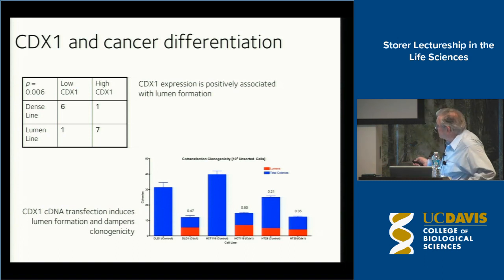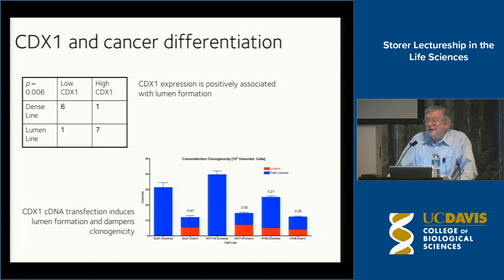And you also get a decrease in clonogenicity. The same is true for this cell line, and this cell line which forms some lumens. Anyway, when you put in CDX1, the proportion of cells that form lumens is higher and the clonogenicity is lower. So we believe that that really shows that we have got evidence that CDX1 is controlling the differentiation of those colonic epithelial cells.